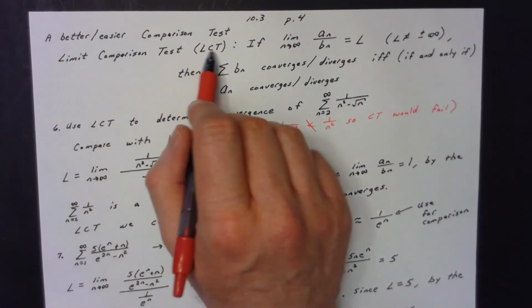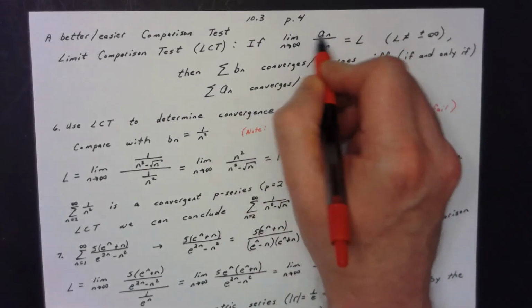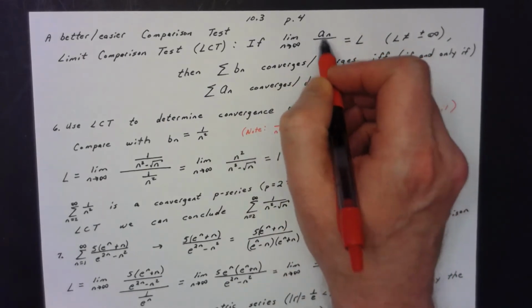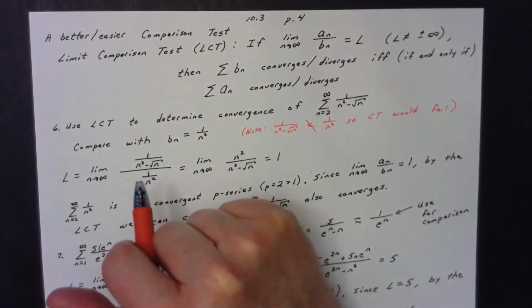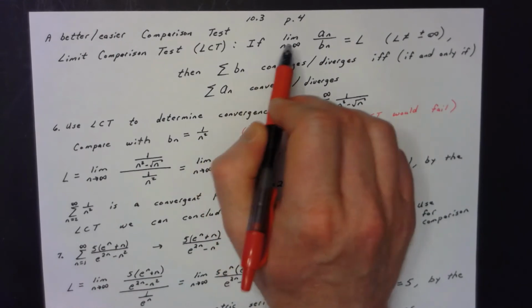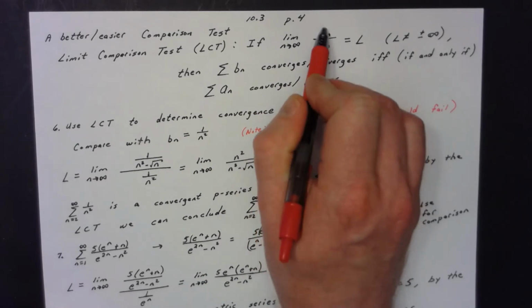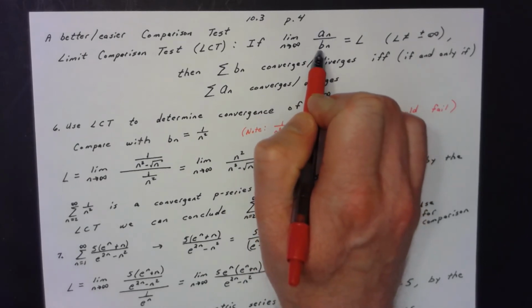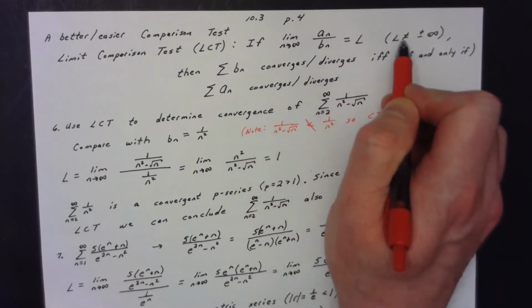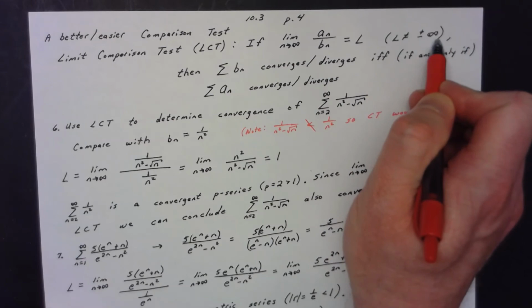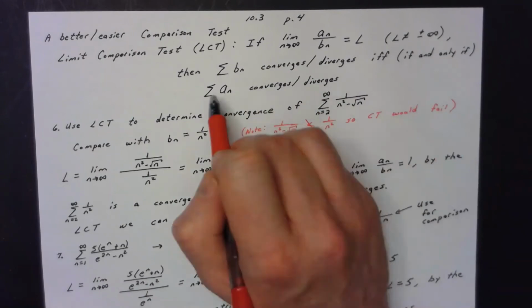So, limit comparison test is just saying, if the limit as n approaches infinity, a sub n is going to be the general term of the series you're interested in, b sub n is going to be the general term of a series you know the convergence or divergence of. What the limit comparison test is going to say, if you can take the limit as n approaches infinity of the general term of the series you need to know something about divided by the general term of a series you do know something about, well, what if you can just show it's some number L? As long as L is not positive or negative infinity, then whatever the convergence of b sub n is the same as the convergence of a sub n.